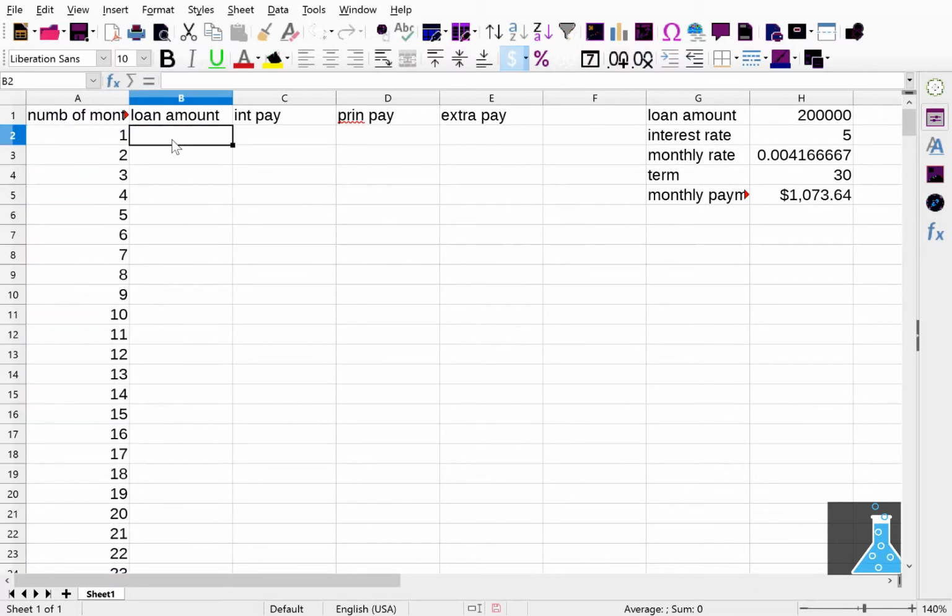All right, my loan amount in this case happens to be H1, so I'm going to say equals cell H1. My interest payment in this case is going to be my monthly interest rate times the loan amount. That's how much is going to go to paying the interest per month. So we'll say equals, in this case, this times my monthly rate, which happens to be H3.